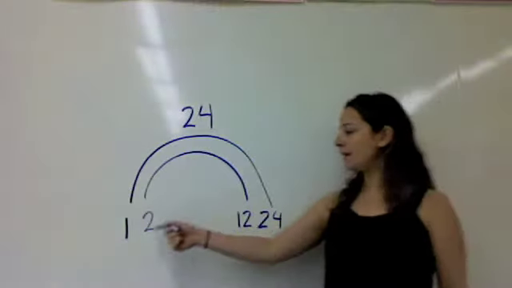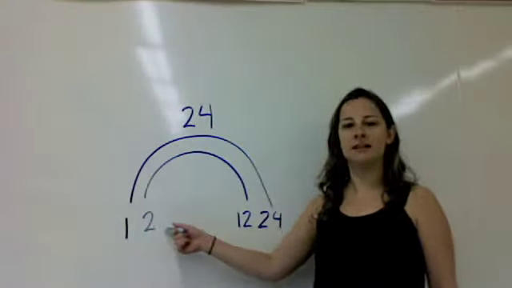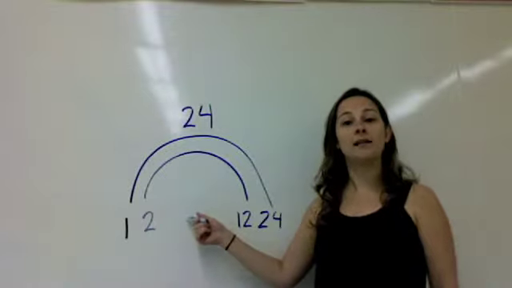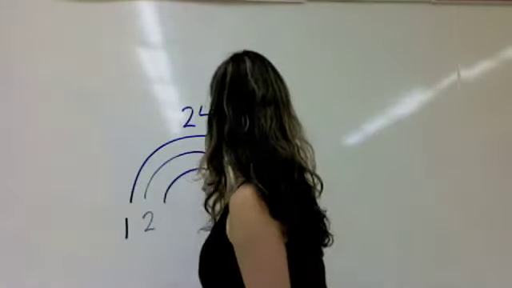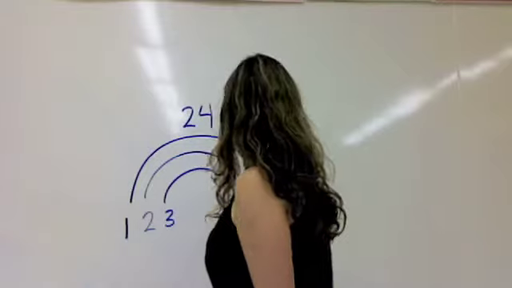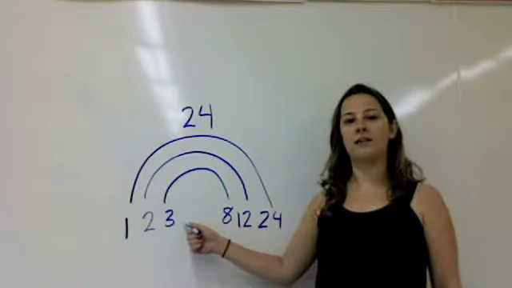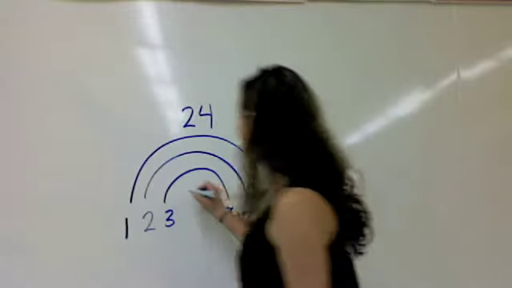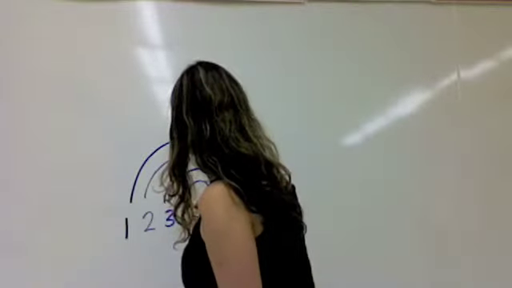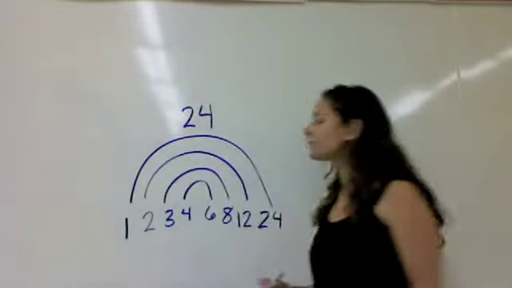Now we're going to think about the next possible number. We've done 1, we've done 2. How about 3? Well, in this case, 3 times 8 gives us 24. So we've tried 1, we've tried 2, we've tried 3. Now we're going to try 4. And again, in this case, 4 times 6 works.